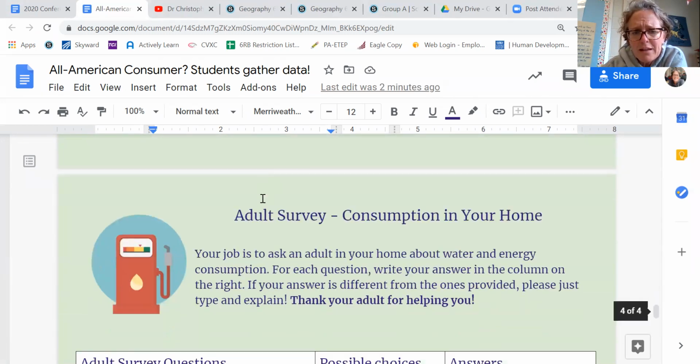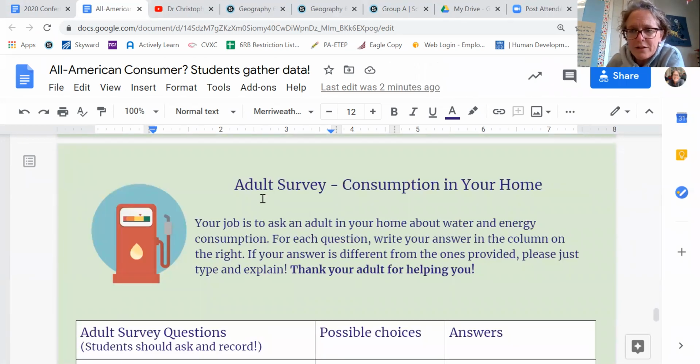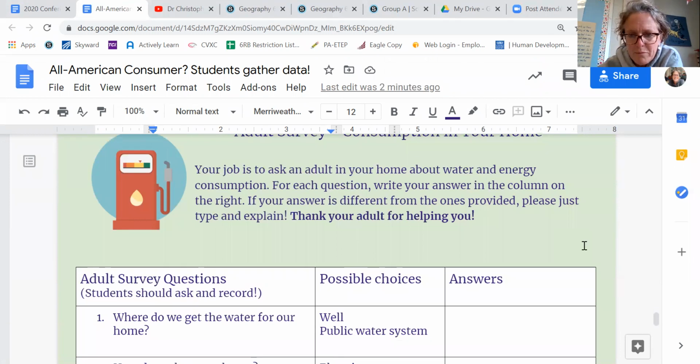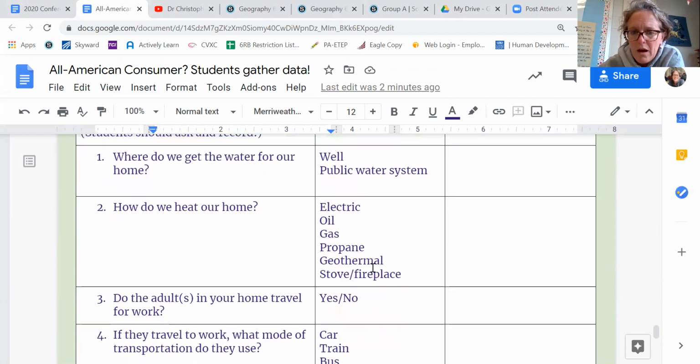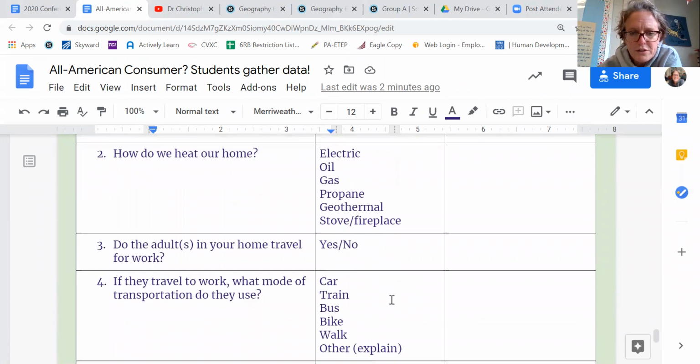And then last but not least, please remember to ask an adult in your household to answer these questions for you. If you are not sure about something, or they're not sure about something, then you can always explain to yourself or to me in the answers part. I have just given you possible choices, so you know where to start when you ask your questions.